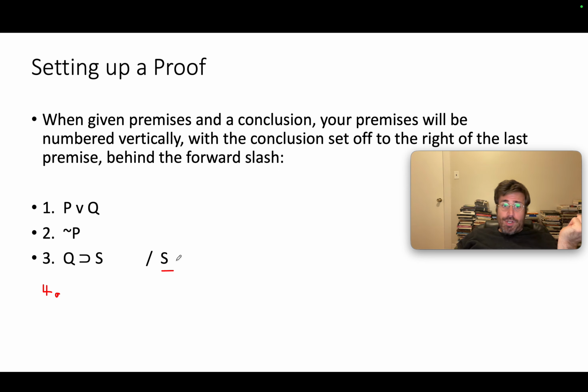Well, our conclusion is an S. I see that S is appearing in line 3 as the consequent of that conditional. Can we work with line 3 to begin with? I don't really see a rule that allows us to work with line 3 first, so we have to backtrack a little bit. Now I do see in line 1 and 2 something that might be a leaping off point. I see a disjunction, either P or Q, and then I see that one of our disjuncts is negated in line 1 with not P.